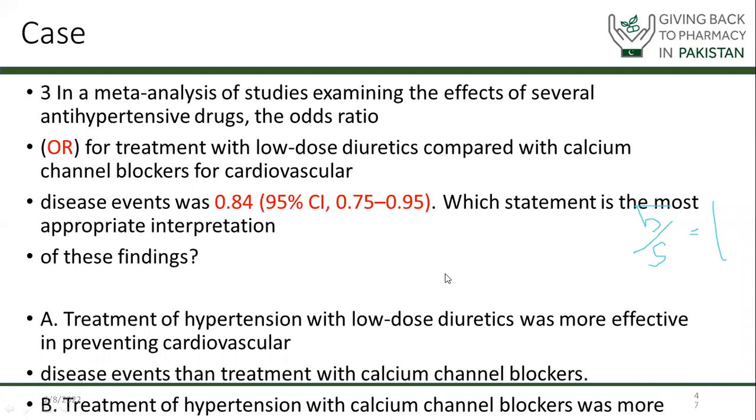We'll see a meta-analysis of studies examining the effect of several antihypertensive drugs. The odds ratio of treatment with low dose diuretic compared with calcium channel blocker for cardiovascular disease events was 0.84. Confidence interval is this. Which statement is most appropriate in interpretation? Okay, the odds ratio is 0.84. Treatment of hypertension with low dose diuretic was effective, or treatment of hypertension with calcium channel blocker is more.